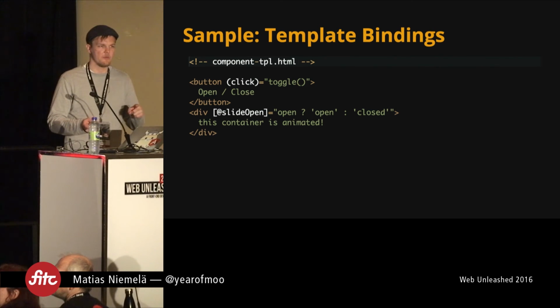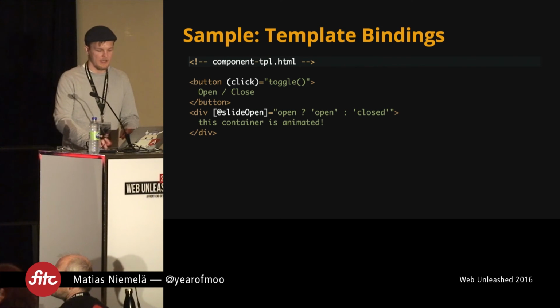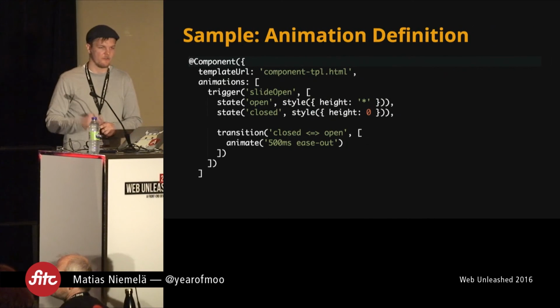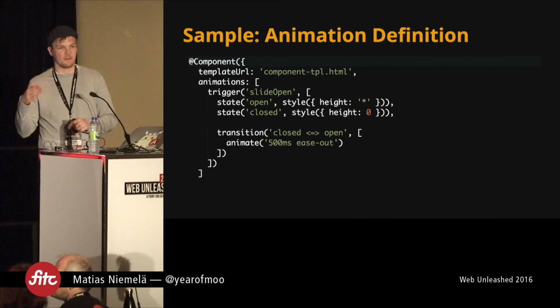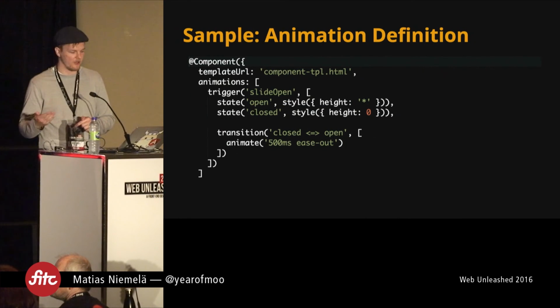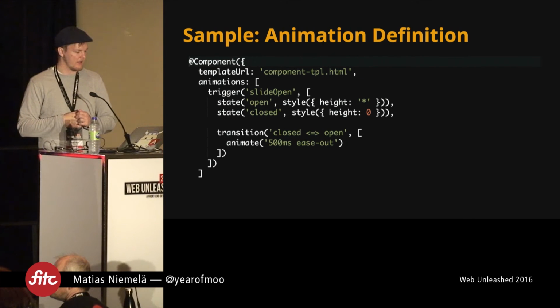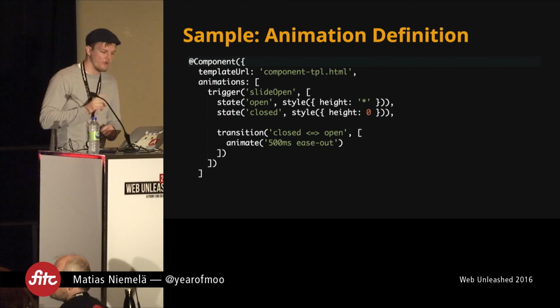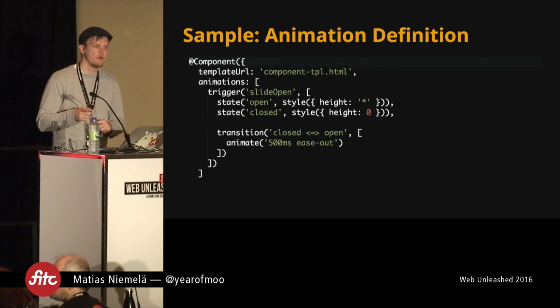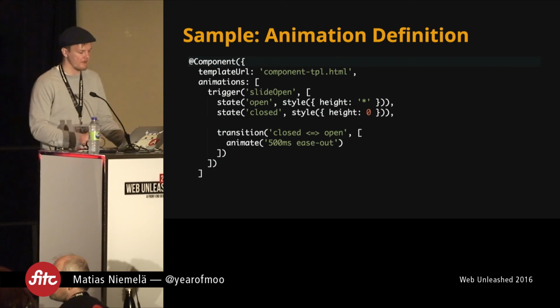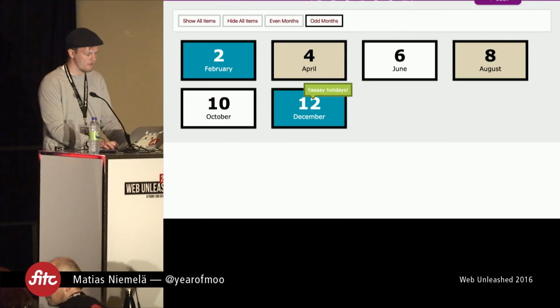So effectively, we can think of the animation from going open to close. And that's exactly what we can define here. We can have a state for it being open, and we can set its height to be star. And what star means is that it will detect the height as soon as the animation starts. And then closed, it has a height of 0. When the transition occurs from closed to open, we will animate it for half a second with an easing. So this is the third demo.